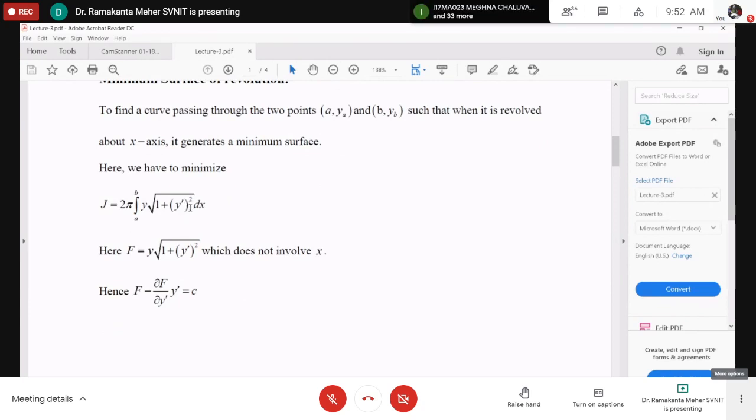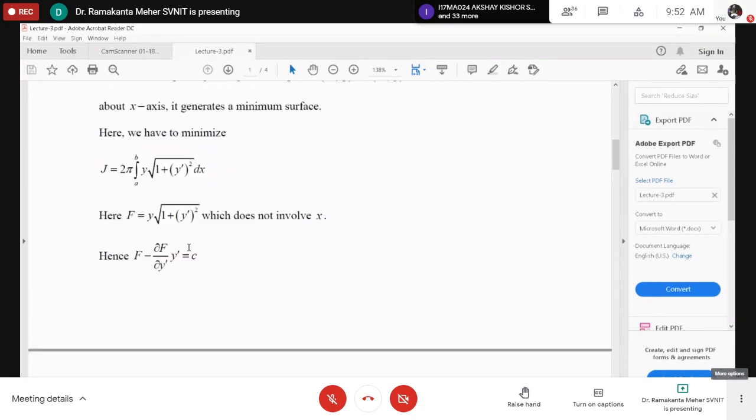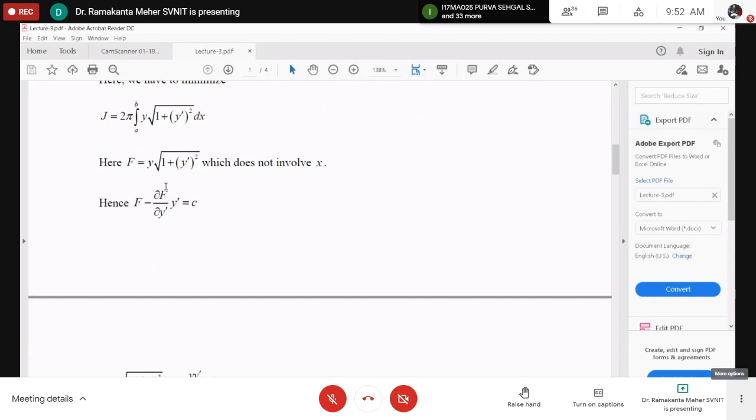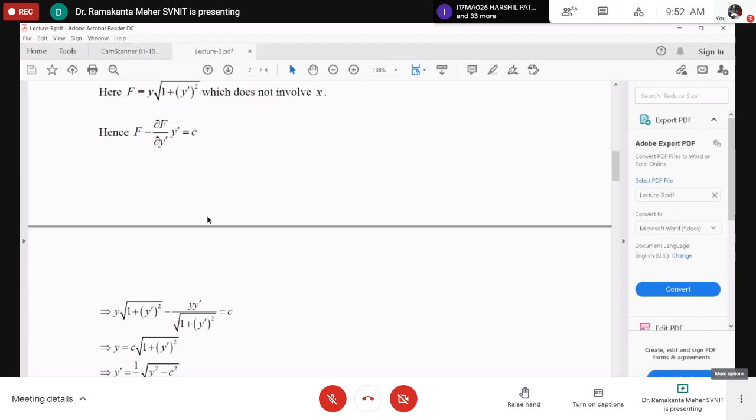As you know from the Euler equation, if f doesn't contain either x or y, we can use the similar or the short formula. So here, since f is independent of x, we can use the Euler formula: f minus del f by del y dash into y dash equals a constant c. Upon simplification, we can write f, that is y into root over of 1 plus y dash square, minus, del f by del y dash gives y divided by root over of 1 plus y dash square, into y dash, and that equals c.